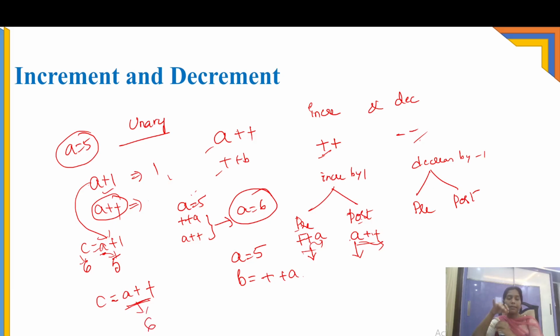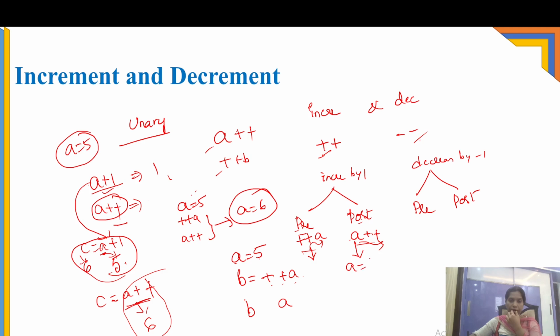Okay. A plus plus means self increment, increasing the value by 1 to itself. In this case, the final value of A will be 5 only. In this case, the value will be updating. That is the difference between plus 1 and plus plus. So let's come to this situation. A equals 5, B equals plus plus A. What are the values of B and A in this case?